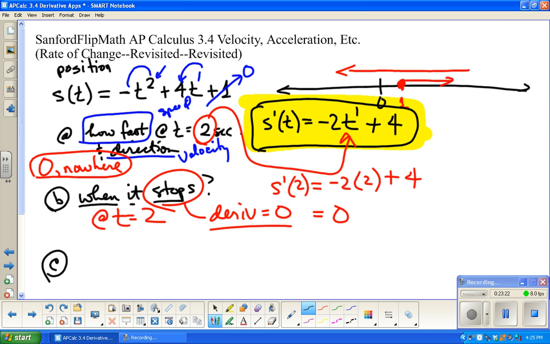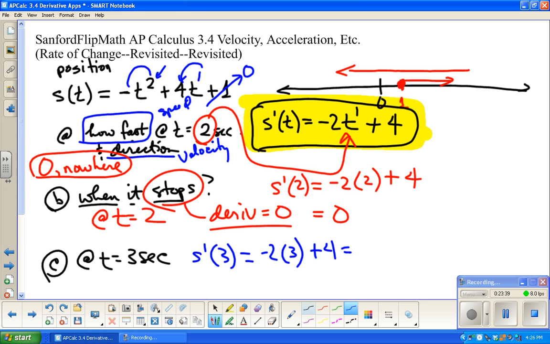Okay, let's just do one other quick one. Let's do at time equals 3 seconds. All right, so time equals 3 seconds. So again, I'm just doing s prime of 3. So negative 2 times 3 plus 4. That's negative 2, because it's negative 6 plus 4.